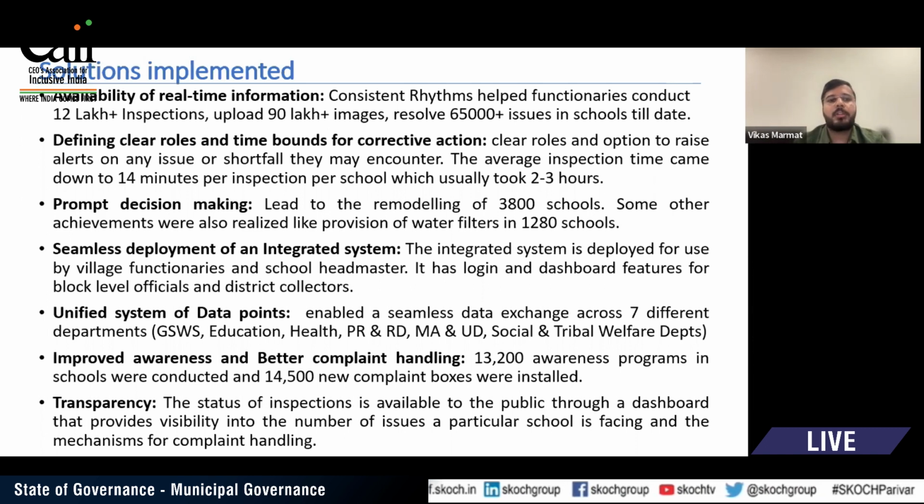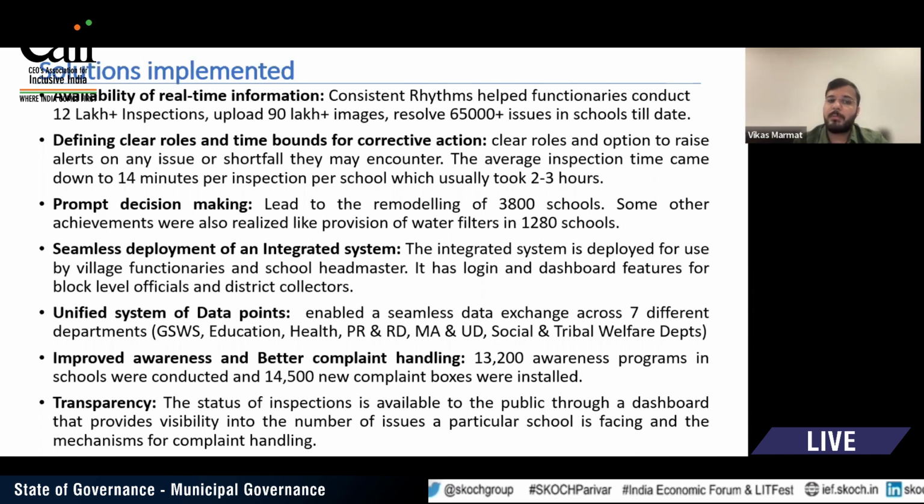So we didn't want him to invest more time than what is required. So we brought the time down to just 14 to 15 minutes, and decision making was done in a very prompt manner, because once an issue is raised, that the water is leaking here, or this classroom is not safe, or for toilets, playground, or compound walls, it was raised immediately.